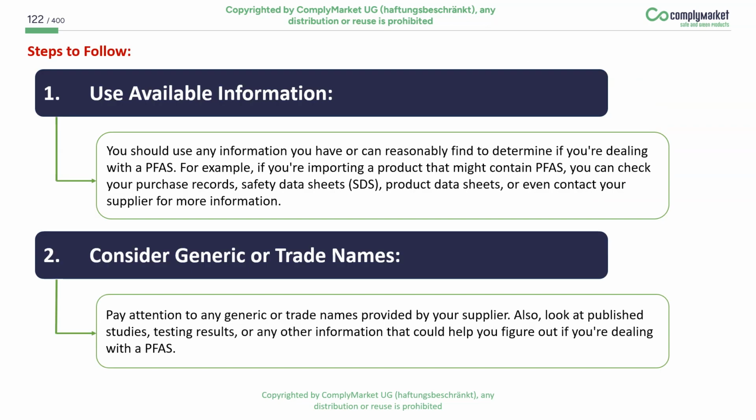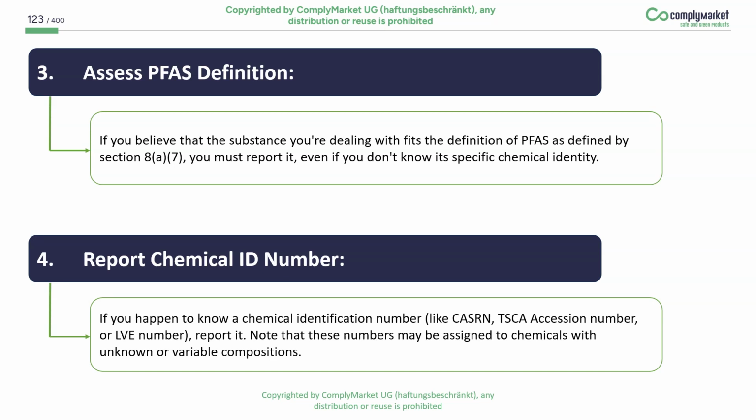Use available information that you can reasonably find if you are dealing with PFAS. You can check, for example, the safety data sheet or contact your suppliers for more information. Or pay attention to any generic or trade names provided to you by your supplier, and then try to look at any testing results or published studies to get more information, and also to know whether a substance is under the PFAS definition or not. That could be for new substances.